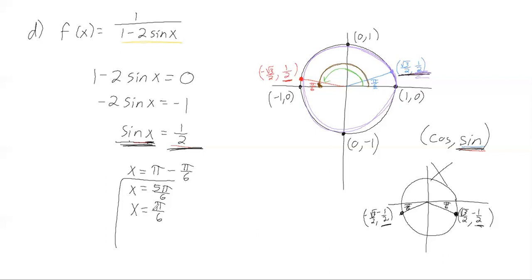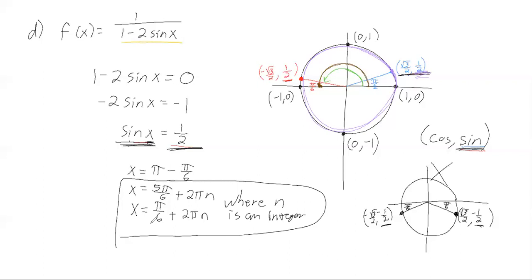So what do I need to put on each one of these? I need to put plus 2 pi n, plus 2 pi n, where n is an integer, because I'll get what happens whenever I go around again. Like if I start right here, go all the way around 2 pi again, I'm back right here, back at a sine that is 1/2. There's my discontinuities.